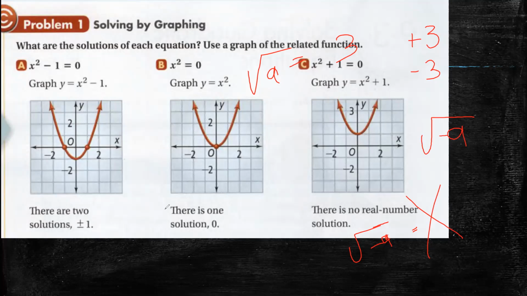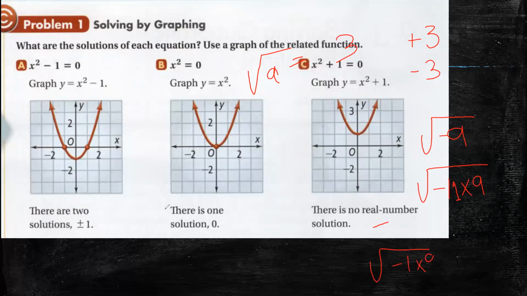So what did the mathematicians say? They said, let's make it the square root of -1 times 9. Separate them: the square root of -1 times the square root of 9. The square root of 9 is 3, and the square root of -1 they name i, which means imaginary number. So the square root of -9 is 3i. This one means non-real. You will talk about this in grade 9.